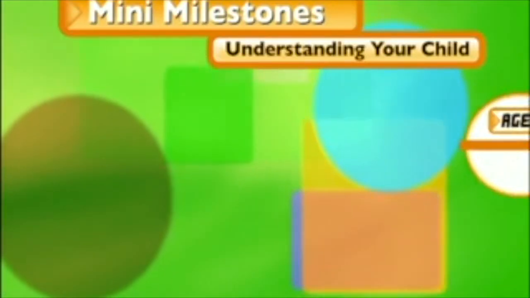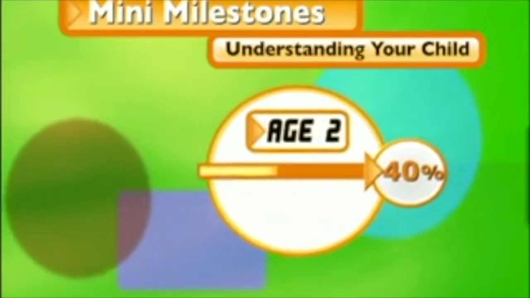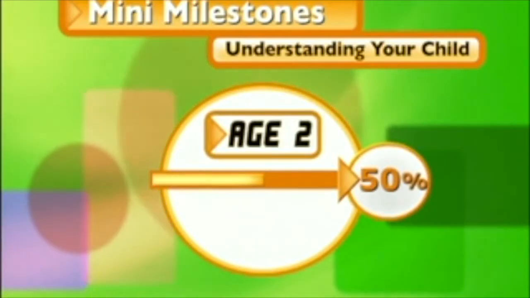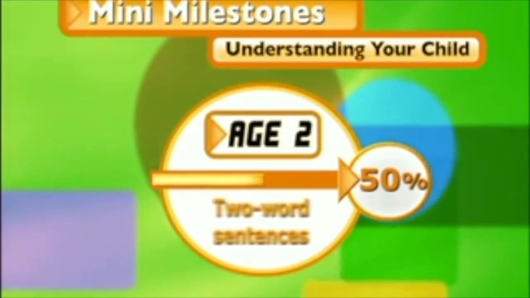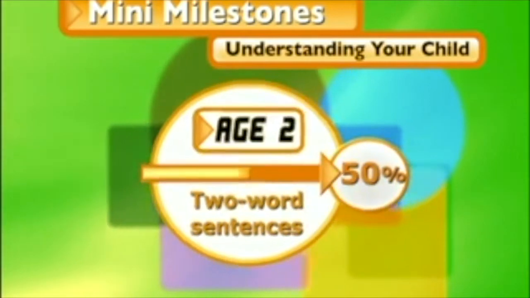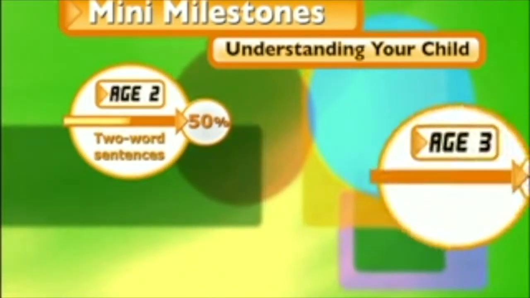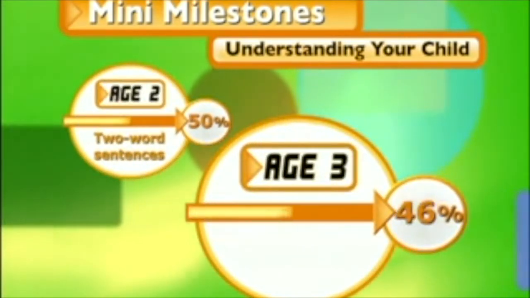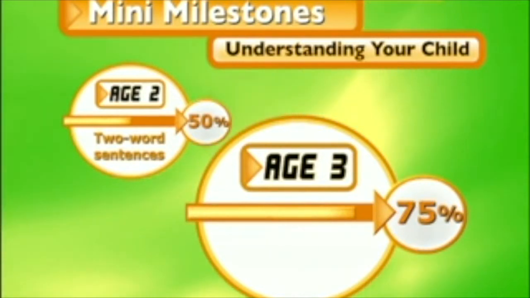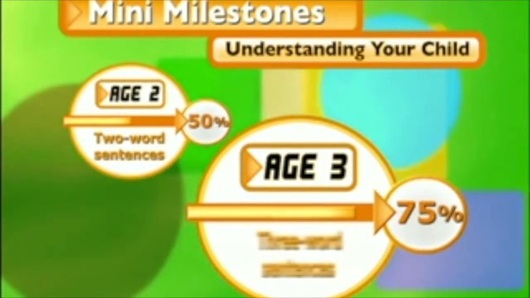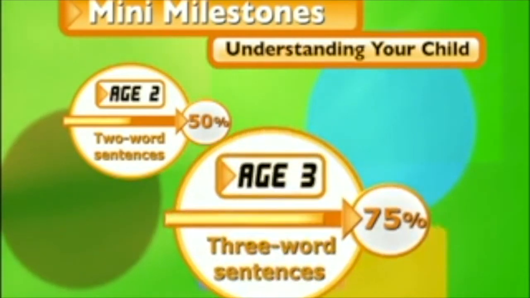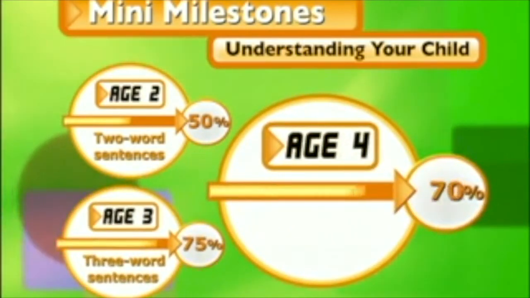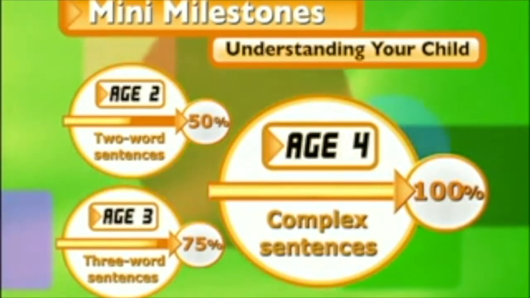Right around age 2, you should be able to understand about 50% of what your child says. She should also be putting together 2-word sentences at this point. A couple more milestones. At age 3, you should be able to understand about 75% of what your child says, and she'll use 3-word sentences. And by age 4, nearly 100%, with more complex sentences being used.